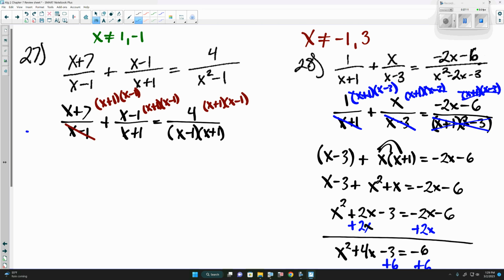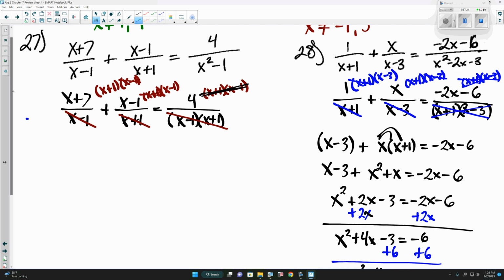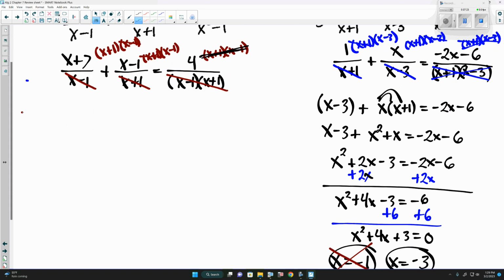And in the first one here, the x minus 1 and x minus 1 would cancel. The middle one, the x plus 1 and x plus 1, would cancel. And in the last one, everything would cancel, leaving us with x plus 7 times x plus 1 plus x minus 1 times x minus 1 is equal to 4.